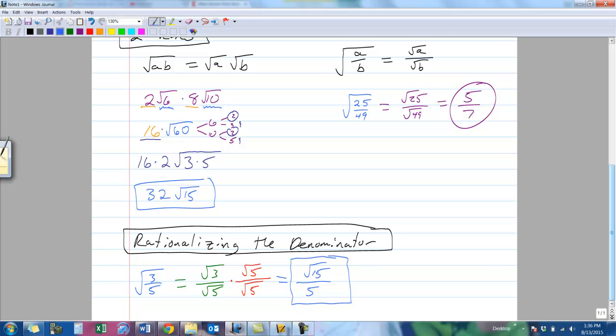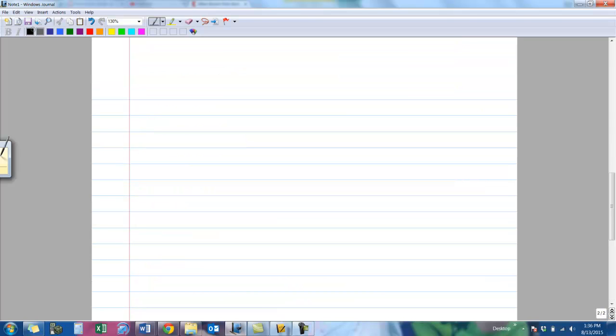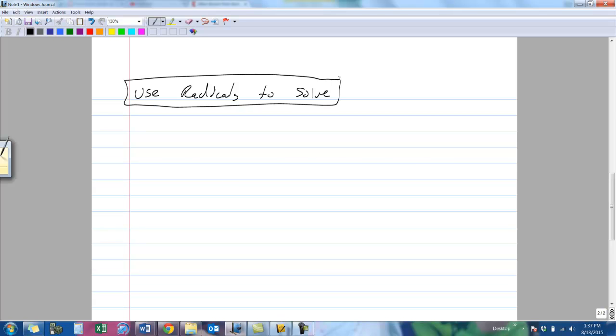All right, so that's a quick review about radicals. But how are we going to use these radicals? We're going to use radicals to solve. And we got 3 examples here. Start off with a pretty simple one. The first one is x squared is equal to 9.